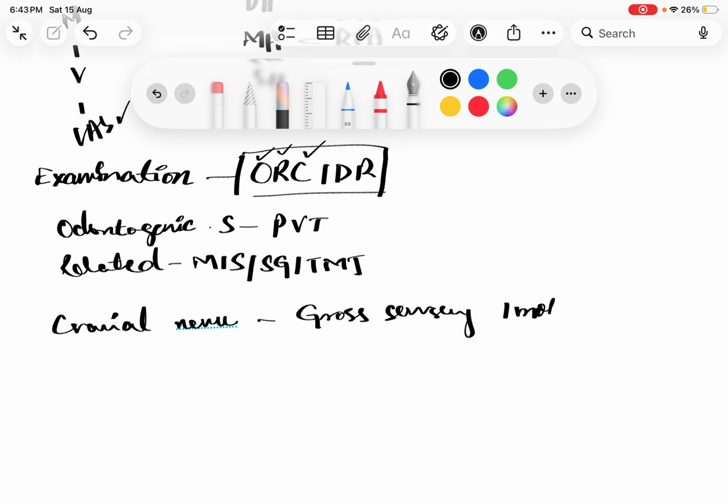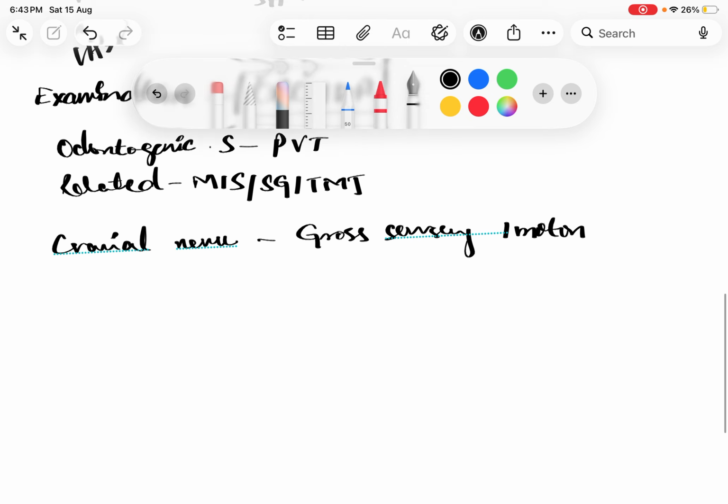What can be gross, sensory, and motor deficits? Obviously, proper evaluation of cranial nerve 5 and cranial nerve 7. If sensory, the patient can have anesthesia, dysesthesia, paresthesias, hyperalgesias. And if there are motor deficits, there's going to be muscle paralysis, muscle atrophy, and spasticity of the muscles.